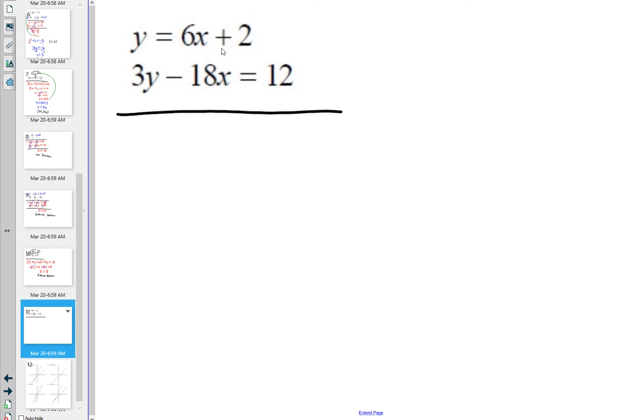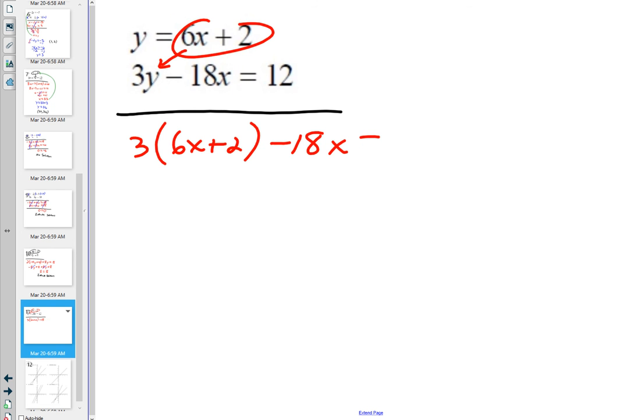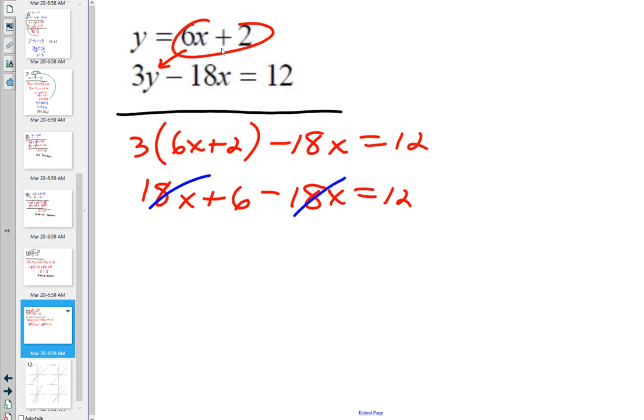I like substitution. Get this value for y, plug it into the other y. So 3 times 6x plus 2 minus 18x is equal to 12. 18x plus 6 minus 18x equals 12. Oh, oopsie daisy, the x is canceled out. There's no variable left. Drop the positive 6, drop the 12. Is 6 equals 12? So there is no solution.